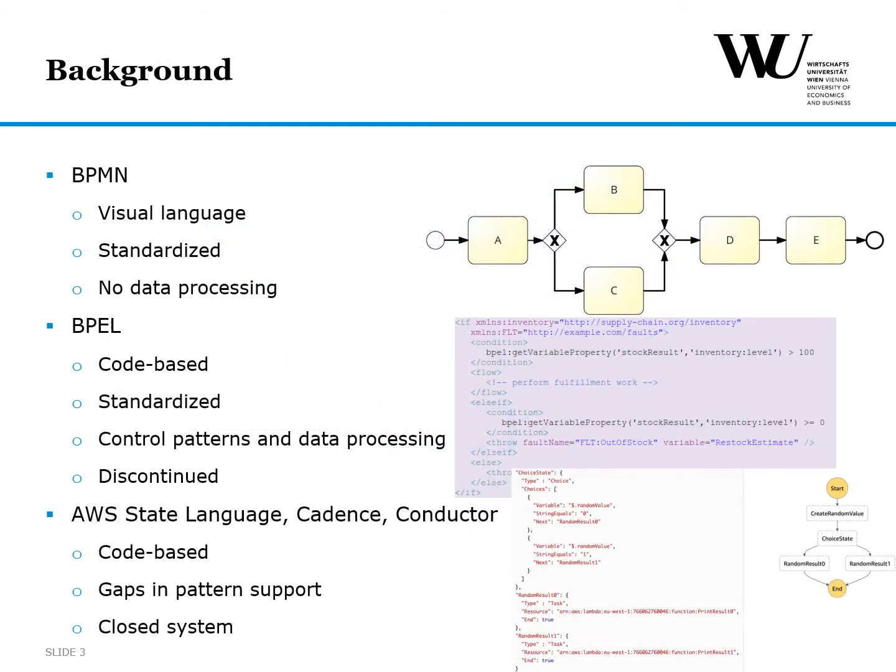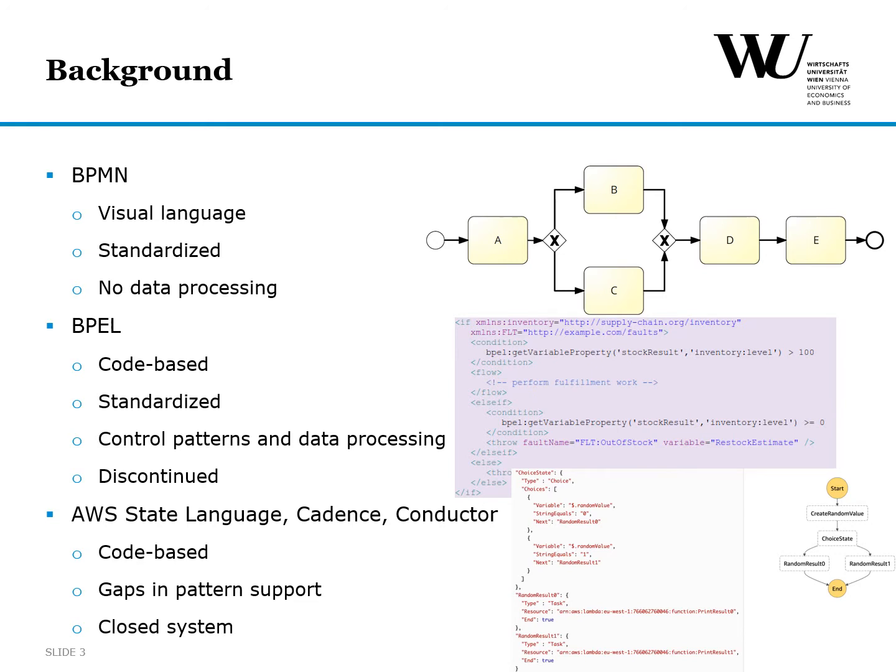So what are the available alternatives? First, there is BPMN, which is a visual language that is standardized and widely adopted because it's very easy to read, but it has a major disadvantage because it doesn't allow to specify data processing. Second, there is BPEL, which is code-based. It is also standardized. It also supports various control patterns. In addition, it also supports data processing, but it is harder to read and, more importantly, it's discontinued.